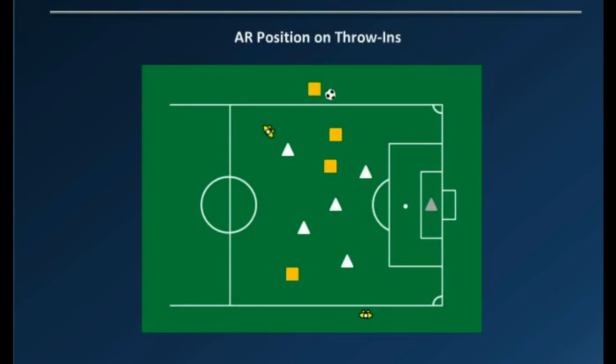The AR's position on a throw-in is pretty simple. The AR should stand even with the second-to-last defender for the half that he or she covers. However, if the second-to-last defender is the one actually taking the throw-in on the AR side of the field, then the AR should stand slightly behind the thrower, then quickly move into the correct position once the ball is in play.